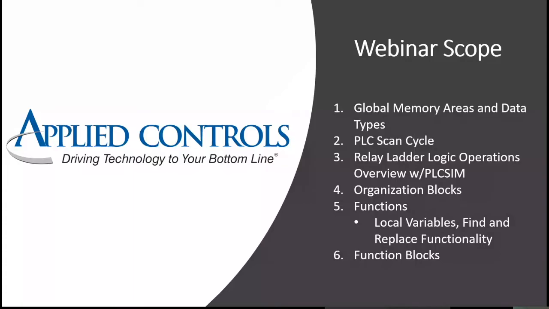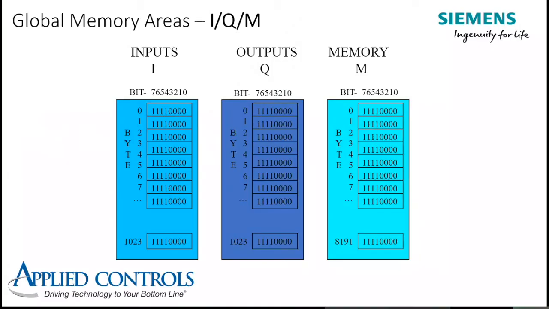So I wanted to start the conversation out by talking about global memory area with Siemens PLCs. So you have your I memory, your Q memory, and your M memory. And if you see in this graphic here, you can see that for the I and Q memory, each one of these is a single byte consisting of 8 bits. For the I and Q memory, you can have up to 1023 bytes. And for global memory, which is the M memory, you can have a significant amount more bytes of information.